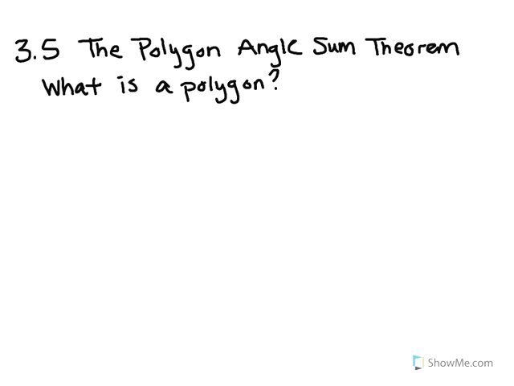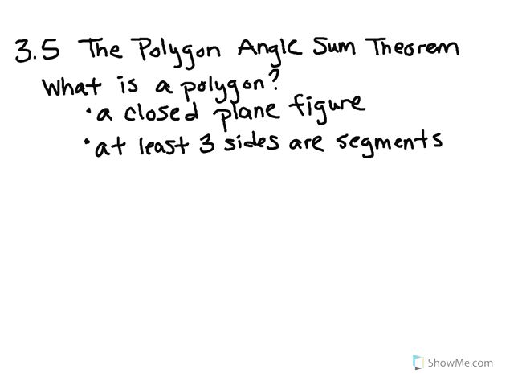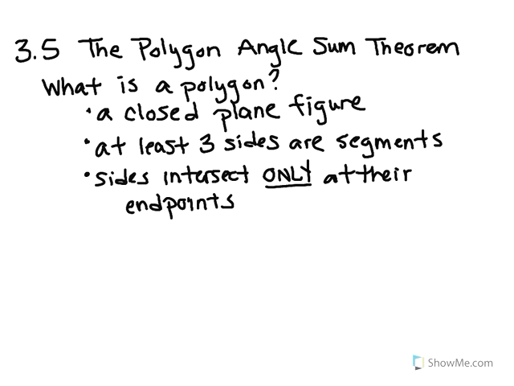The first thing is that a polygon is a closed plane figure. That means that it is two-dimensional on one plane. The next thing that we need to know is that at least three sides are segments. So we need at least three sides in order for this to be a polygon. The next thing is that the sides that you have intersect only at their endpoints. Nowhere else. The segments are not going to intersect each other, only at their endpoints.